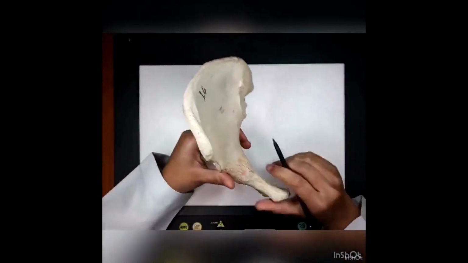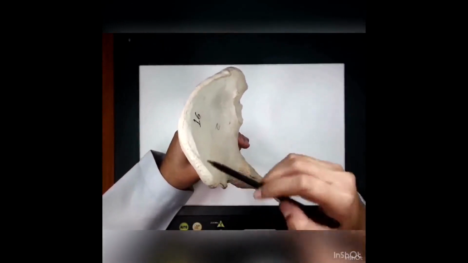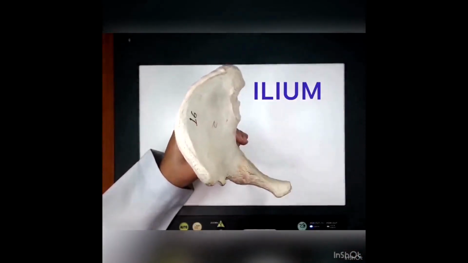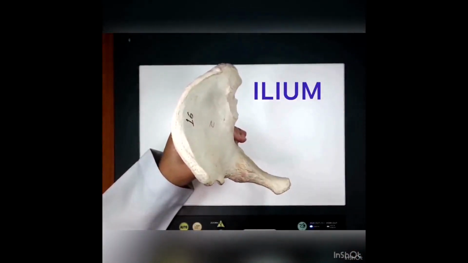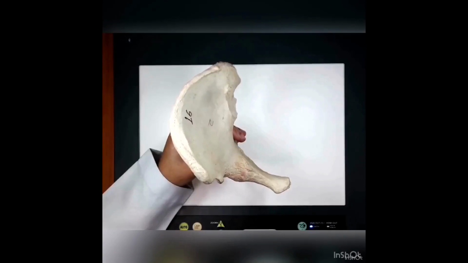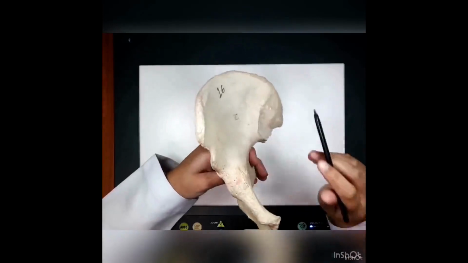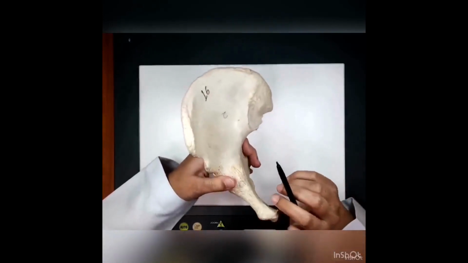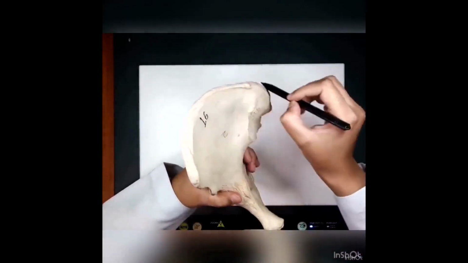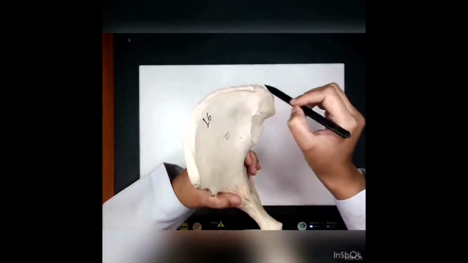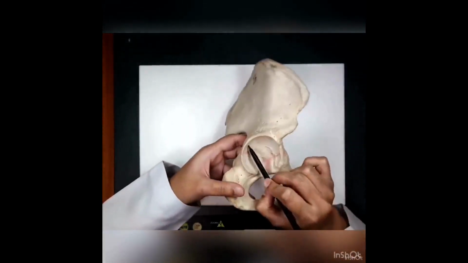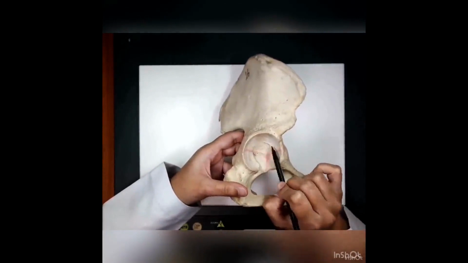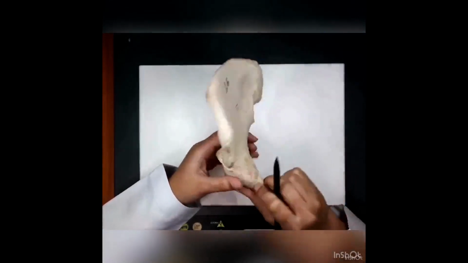Now we'll do each bone separately. This is the ilium. Today we'll do the ilium, its surface features and attachments. In subsequent demonstrations, we'll do the pubis and ischium. First of all, the ilium. The ilium has two ends. This is the upper end, which is known as the iliac crest, and this is the lower end, which forms the upper two-fifths part of the acetabulum.